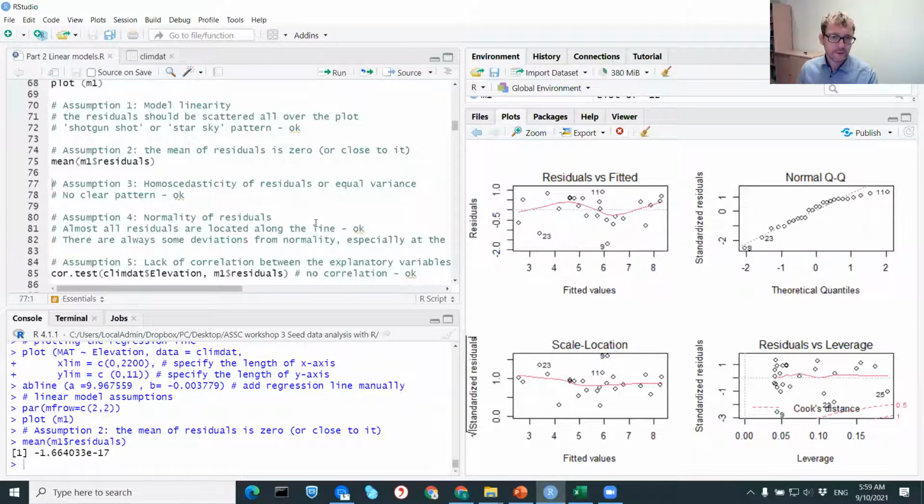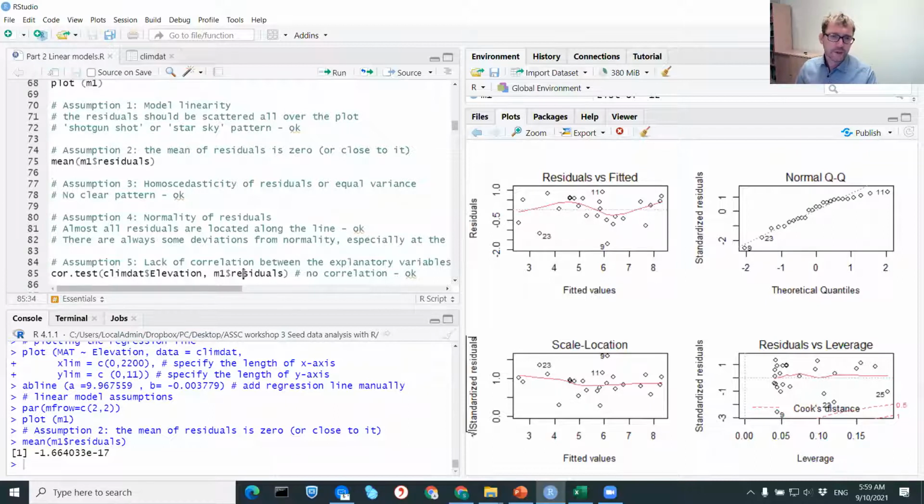Right. The next assumption is normality, the Q-Q plot. So all residuals should be aligned along this line. Of course, it's not a beauty contest. There will always be some deviations, especially at the edges. But the more you use this tool, the more experience you will gain. So it looks quite nice to me.